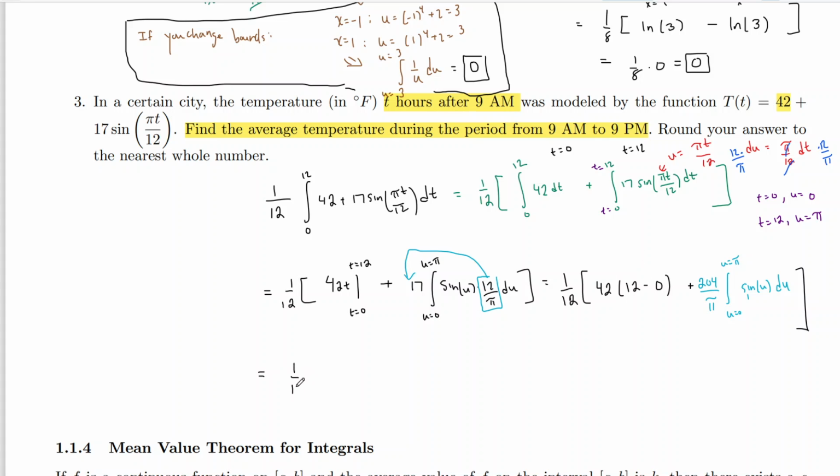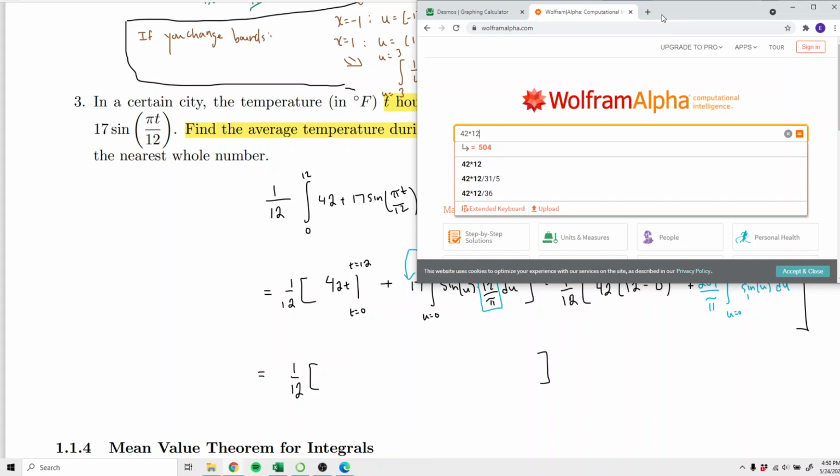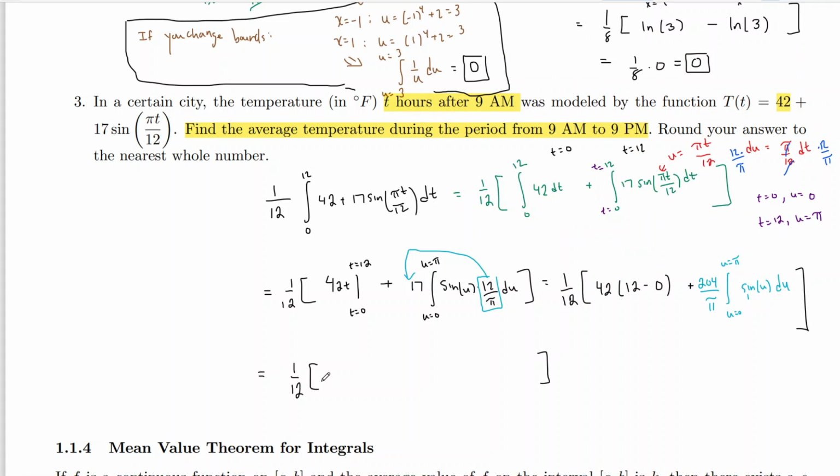We got 1 over 12 out front. Notice I kept that out front the entire time. Write a big parentheses here. 42 times 12 minus 0. Well, let's just do 42 times 12. 42 times 12 is 504. Let's go ahead and write that down. We got 504 plus 204 over pi. The antiderivative or integral of sine of u is negative cosine of u. So it's times negative cosine of u. And this is evaluated from u equals 0 to u equals pi.